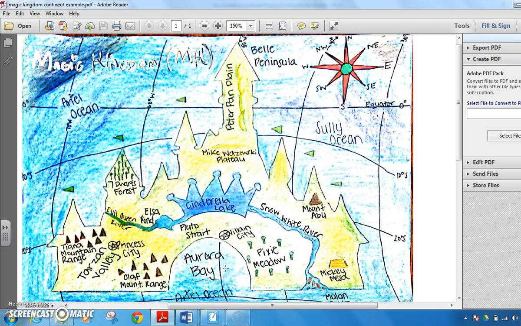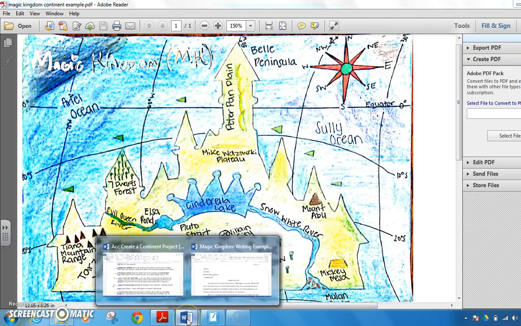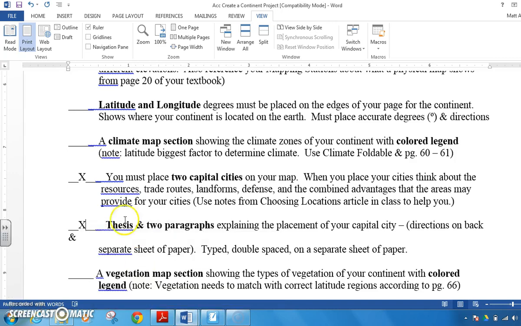And so there's reasons for wherever you may place it, and what you need to be thinking through is, between these 2 cities that you place, how many of the reasons are you using combined? It can be 2 reasons, 3 reasons, 4. It's up to your choosing where you put it. Once you've made that decision of where you want to place your 2 capital cities on your map, this is where we're going to go down to this thesis and paragraph writing.